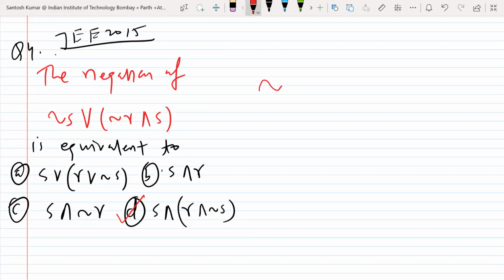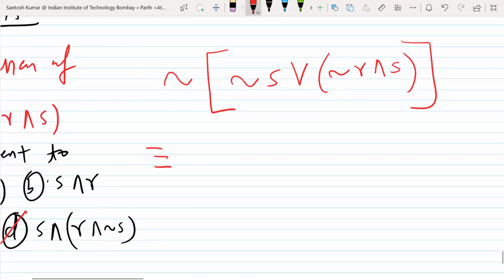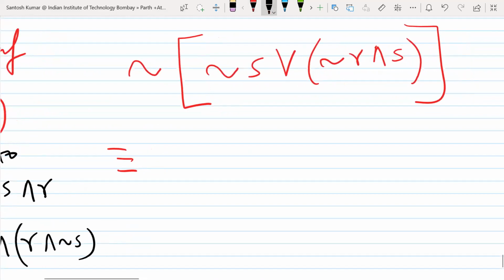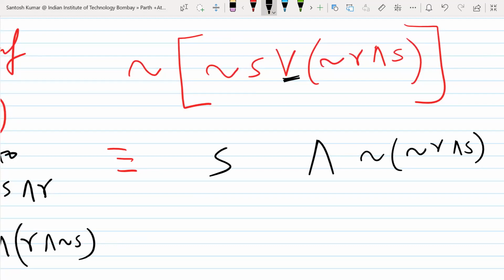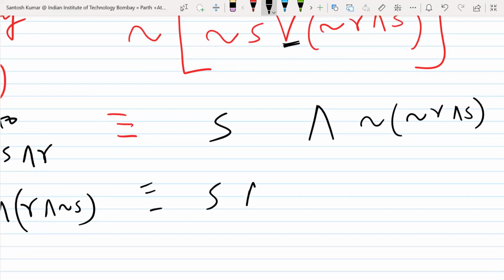So the question is, I have to take the negation of this given: negation S or negation R, and S. Okay, so let me check. When you apply negation, this is and, this is or will become and. Negation of negation S will be S, and here it's negation over negation R and S. So S and here, negation of negation R is R. This end will be or negation S. So see, S and R or negation S.